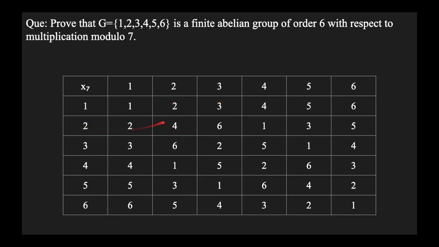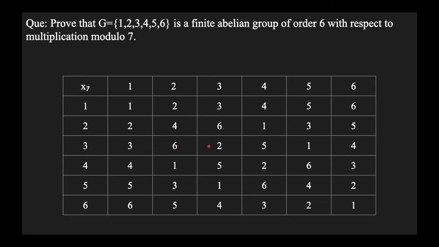Now consider this. For multiplication modulo 7, 2 into 2 is 4, and 4 divided by 7 leaves remainder 4. In the same way, 2 into 3 is 6, and the remainder is 6. From here the entries will change. Now 2 into 4 is 8, and 8 divided by 7 leaves remainder 1. 2 into 5 is 10, and 10 divided by 7 leaves remainder 3. 2 into 6 is 12, and 12 divided by 7 leaves remainder 5.